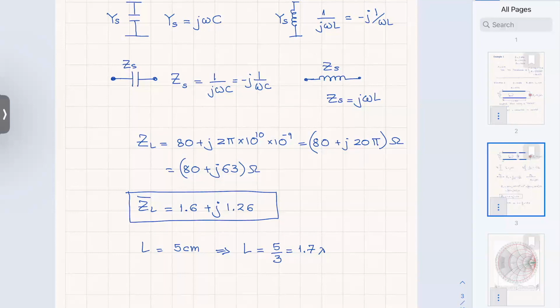Why do I need to look at that? Because I need to have a sense of my space on the Smith chart. How much of a length do I go around when I go on the Smith chart to cover the whole chart, from the beginning until the end? Yes, half a wavelength.